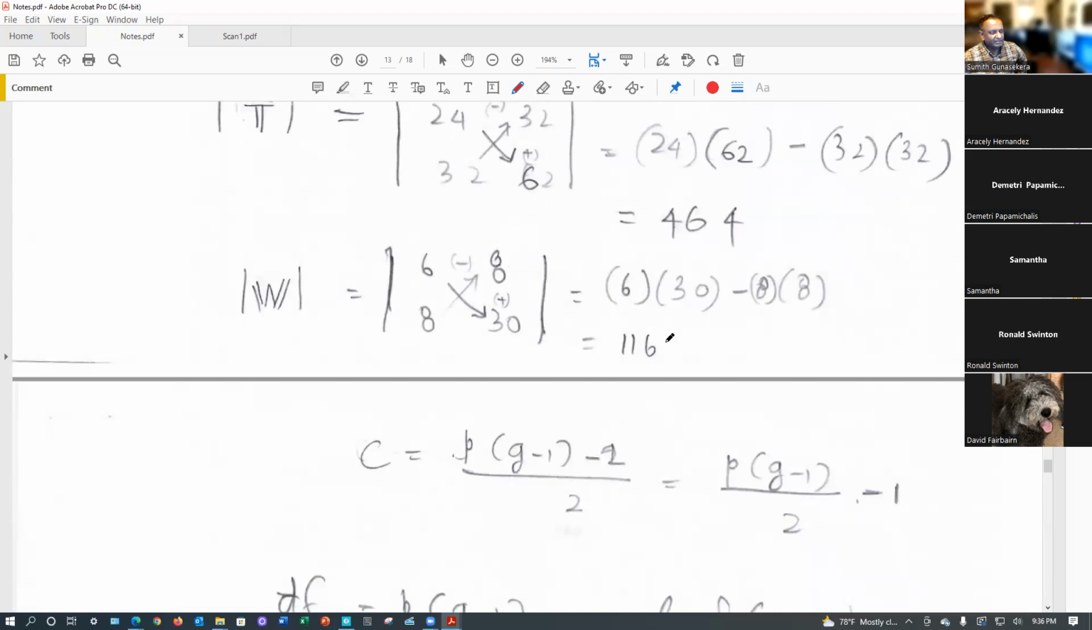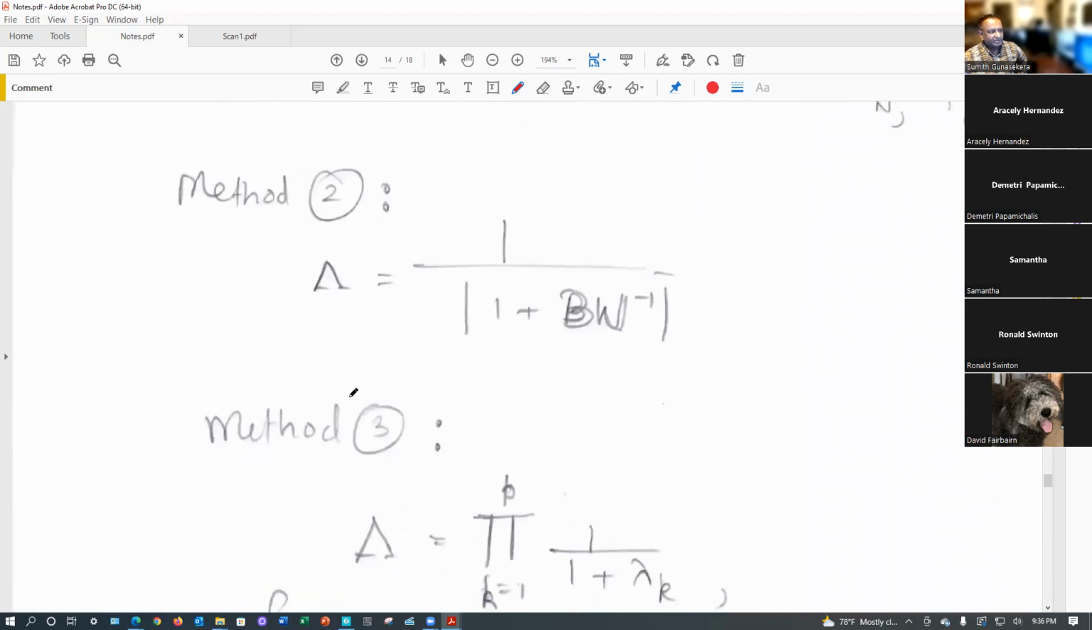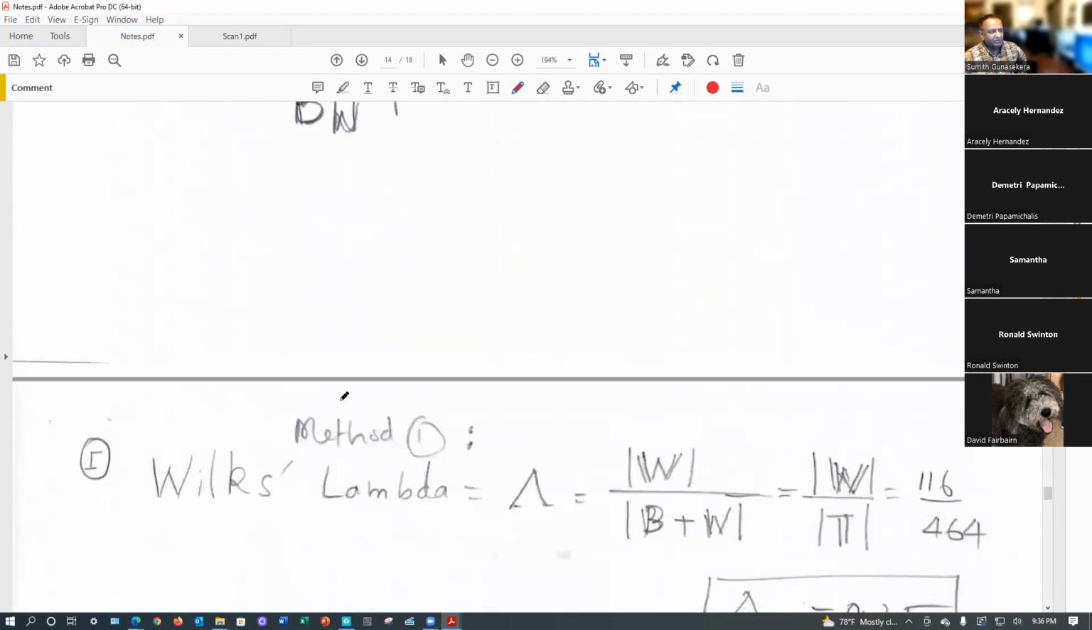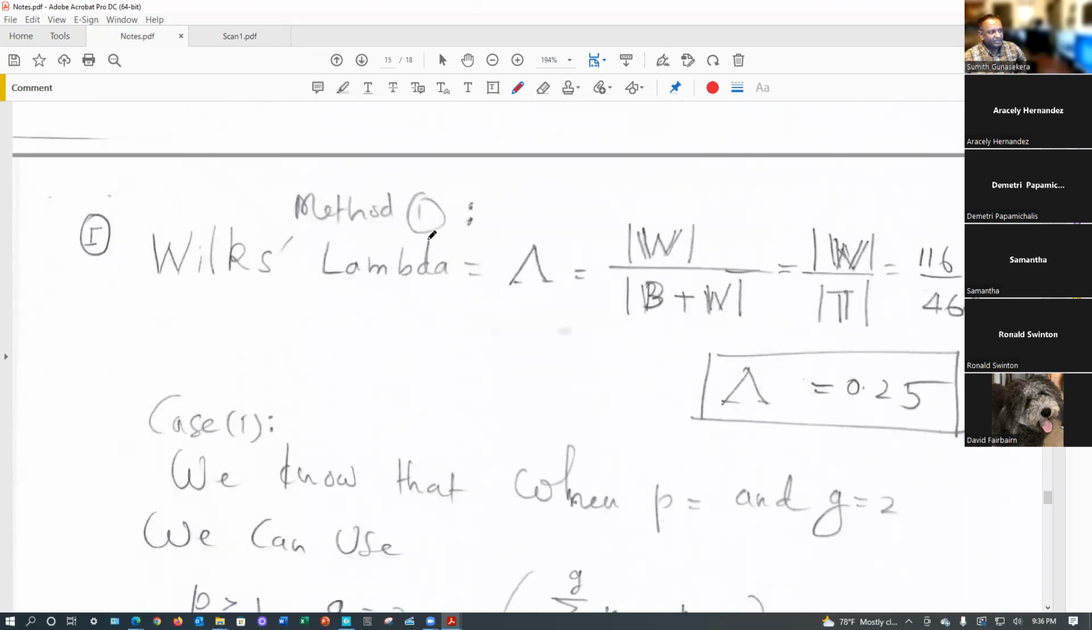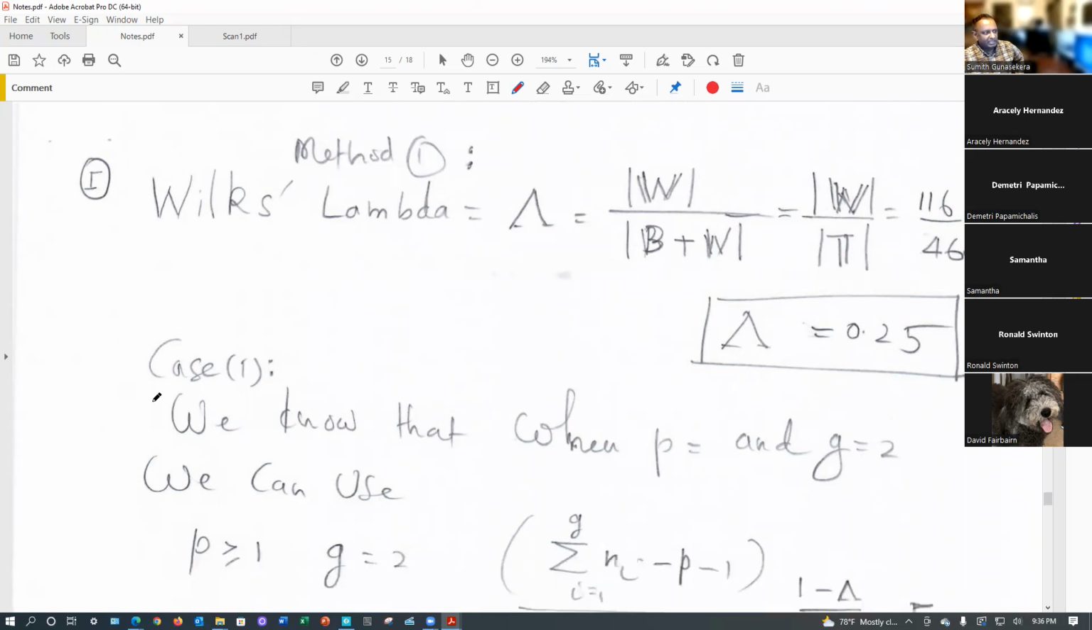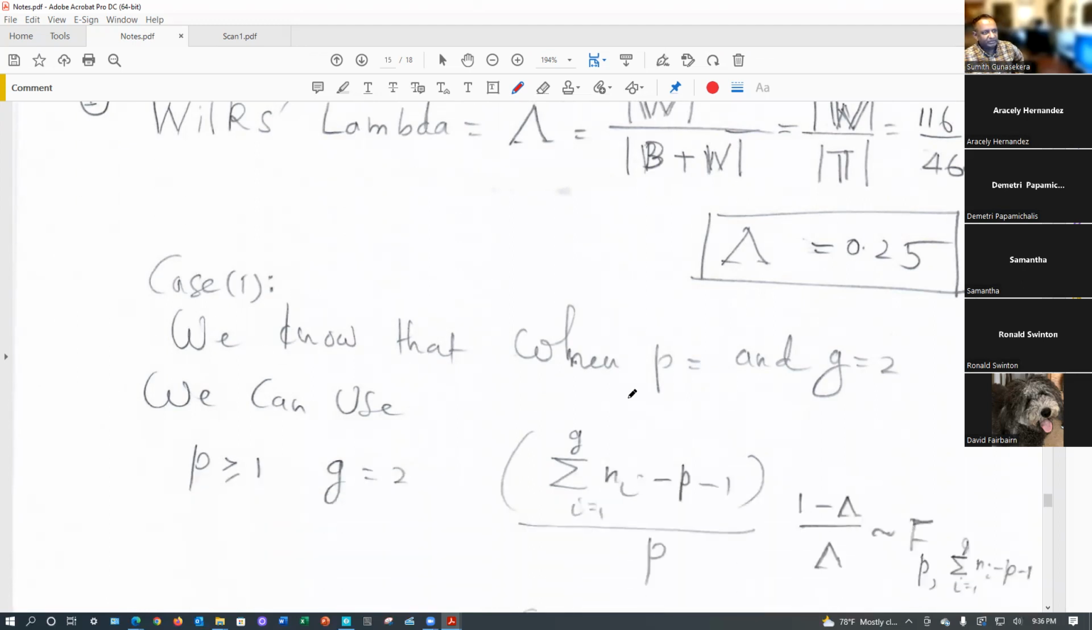On this page, the Wilks lambda for our multivariate case for comparing two groups. Wilks lambda, method 1, is given by this determinant of W divided by the total, 116 over this one. When we run this on SAS, you can see that. Under case 1, we know that when p and g equal 2, we can use this formula.